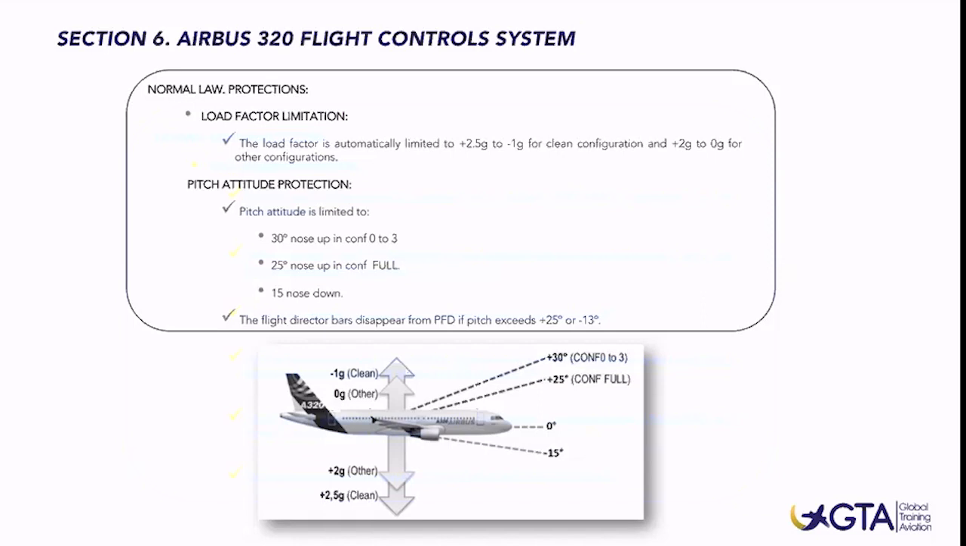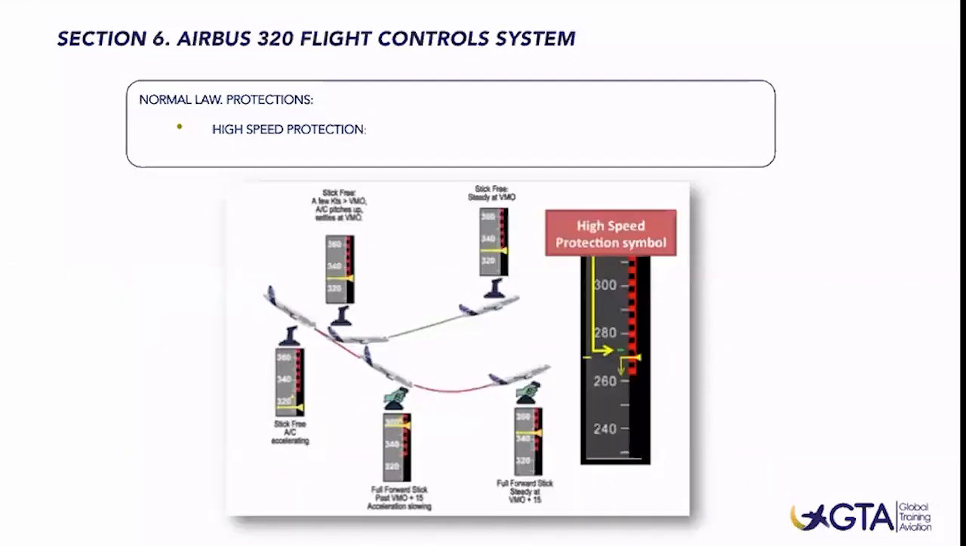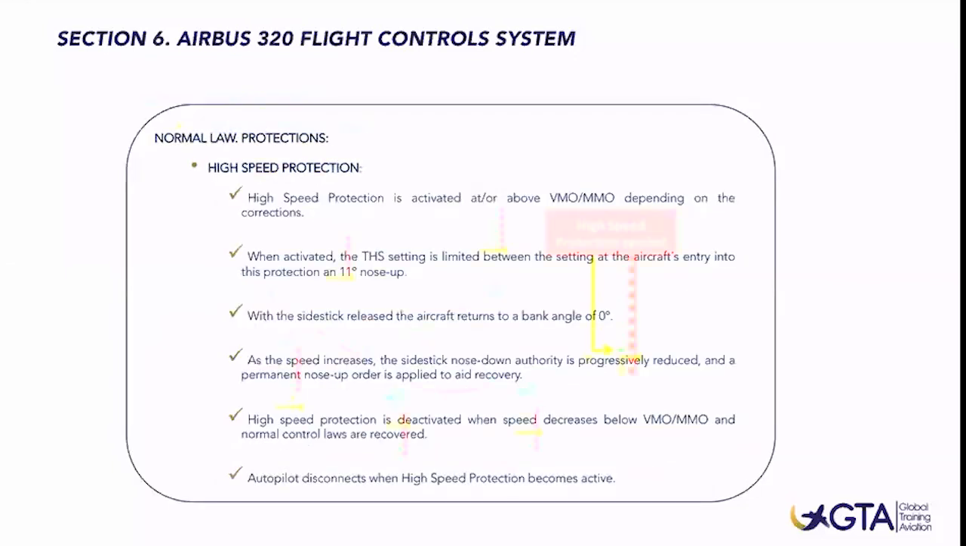The high-speed protection is deactivated when the speed decreases below VMO or MMO, and normal control loads are recovered. Autopilot disconnects when the high-speed protection becomes active. Well, how does this high-speed protection work? There are some slight differences depending on which A320 you are flying, depending on the flight control computer software. For the A320 Neo, for the latest version, this high-speed protection works as follows.